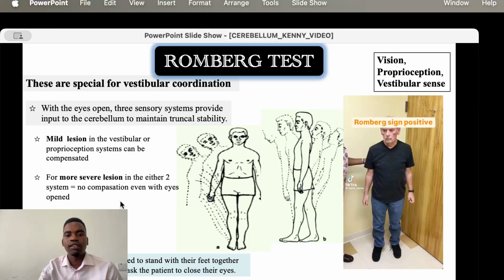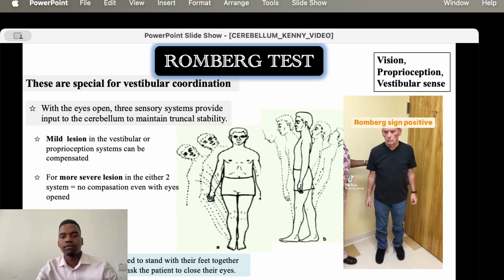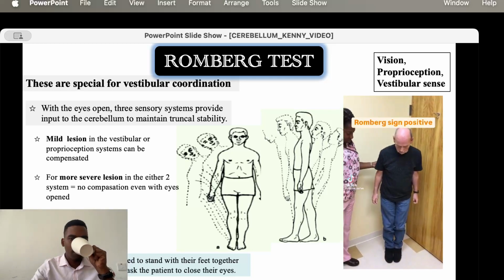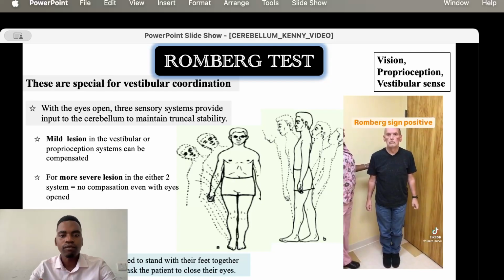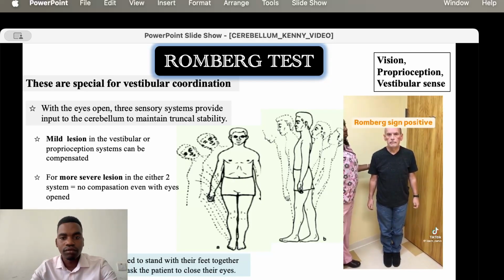So look what happens in this old man here. All right, sir. Can you put your feet together for me? Do you feel steady? No, I'm having to correct. Okay. All right, close your eyes for me.